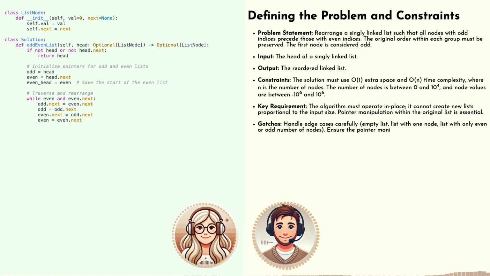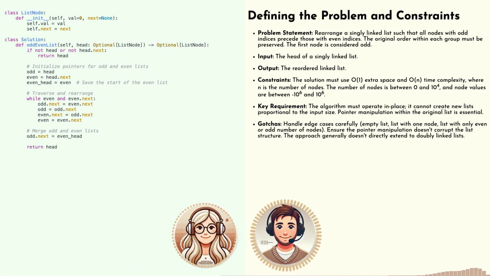Okay, that's a great analogy. So if we had a list like 1, 2, 3, 4, 5, we'd want to end up with 1, 3, 5, 2, 4. The order within the odd and even groups stays the same. We're just kind of interleaving them. Exactly. Now here's where the real challenge comes in.